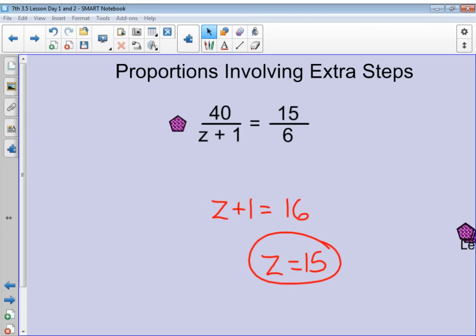Okay, well, that's it for this part of the lesson. So good luck. And just remember, when you've got more than one step, it's a cross multiply and then solve. So make sure that you're doing those final steps of adding and subtracting or multiplying and dividing to isolate that variable.